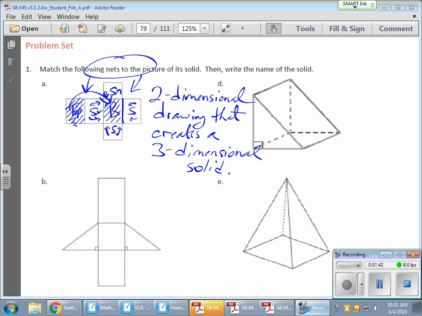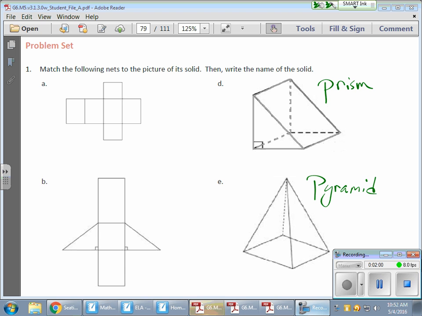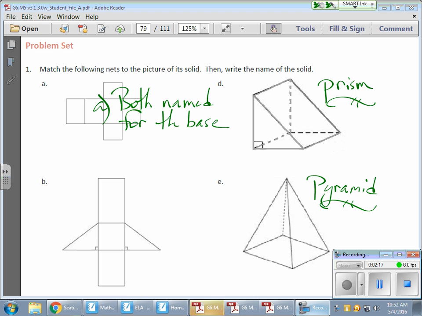Which brings us to the whole discussion of prism versus pyramid, being defined as this guy over here being a prism, and we'll talk about why, and this guy over here being a pyramid, having one major difference. Both are named for their base. All right, so for the base.